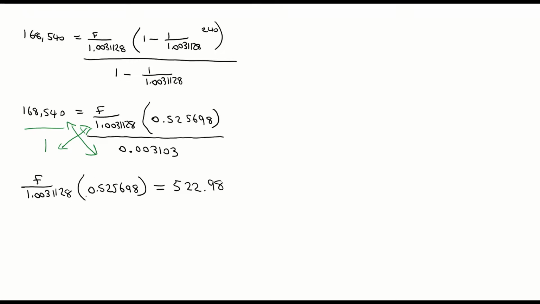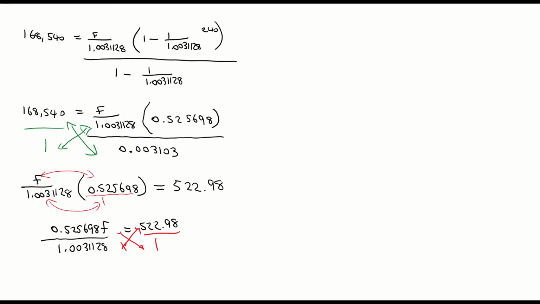Next thing I'm going to do, I'm going to sort out this left-hand side. I'm going to put the bracket over 1. I have two fractions, multiplying fractions, top by top, bottom by bottom, is leaving me with 0.525698f over 1.0031128 is equal to 522.98. Put that over 1 and cross multiply again, which is giving me 1 multiplied by 0.525698f is equal to 1.003 multiplied by 522.98.